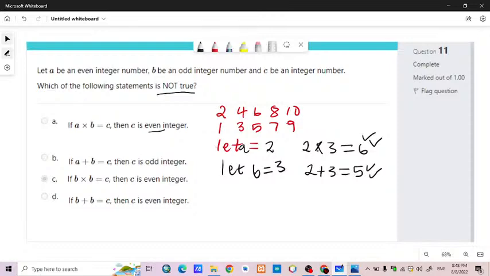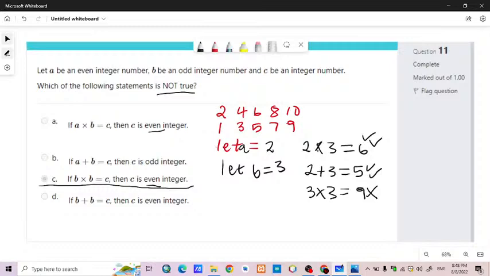Let's evaluate statement number 3. It says that if B times B equals C, then C is an even integer. Our B is 3, and 3 times 3 equals 9. Is 9 an even number? No, 9 is an odd number. So this statement is not true, and we know that our answer is this one.